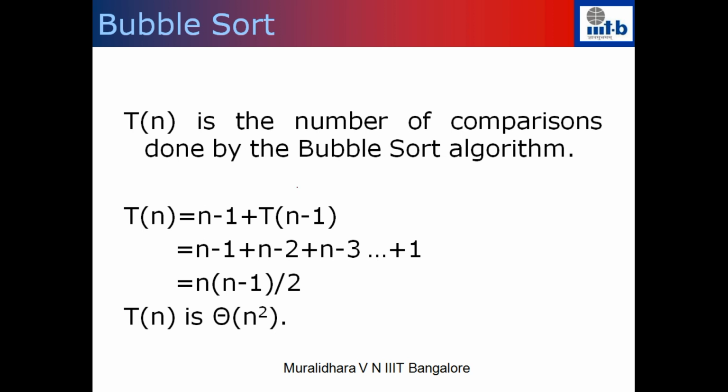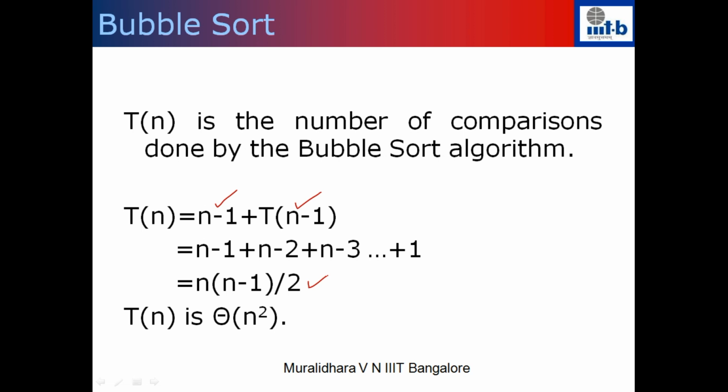So initially we do n minus 1 comparisons to push the largest number to the end. After that we repeat the same thing on the remaining n minus 1 numbers. So the recurrence that we get will be T of n is equal to n minus 1 plus T of n minus 1. If you expand this, you get n minus 1 plus n minus 2 plus n minus 3 and so on. This is basically the sum of the first n minus 1 numbers, whose sum is equal to n into n minus 1 by 2, which can be written as theta of n square.